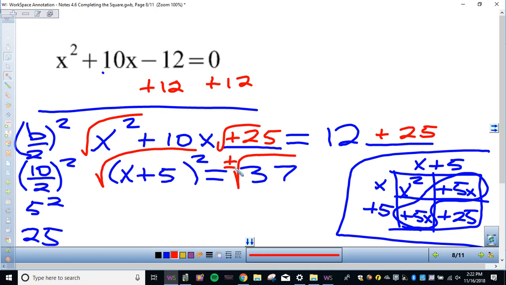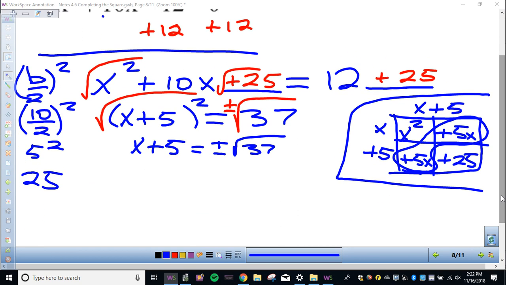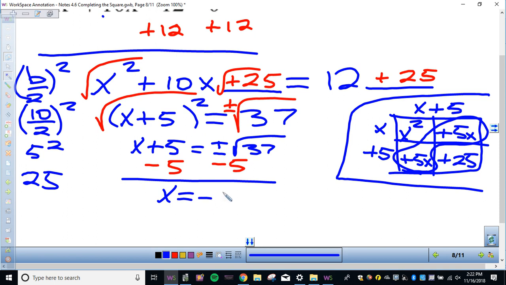Don't forget the plus or minus as always. Then we get x plus 5 equals plus or minus square root of 37. Last step, subtract that 5 over, and we get x equals negative 5 plus or minus square root 37.